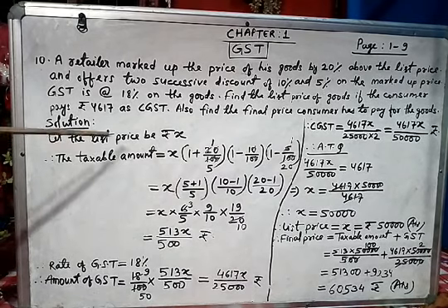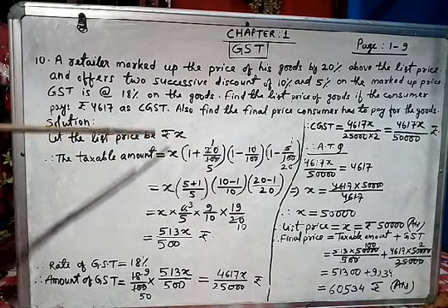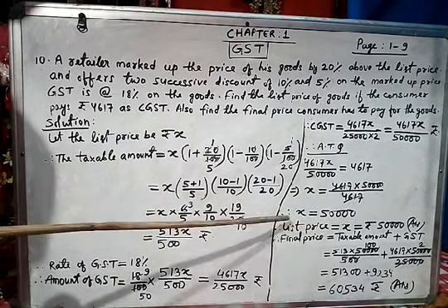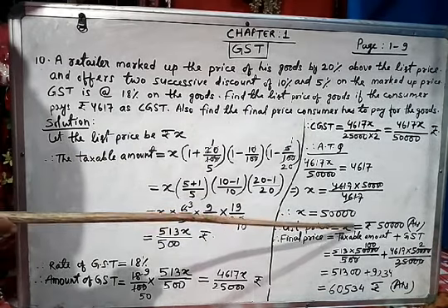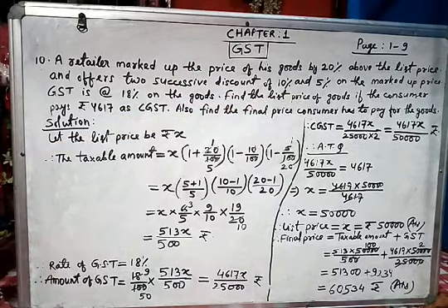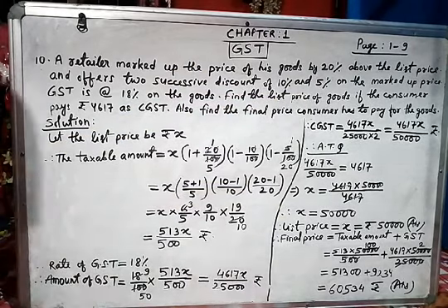And the question had asked to find the list price, and I had written the list price as X. So X is 50,000. That means the list price is rupees 50,000. This is our one answer. Find the list price was the question, and we got the answer.